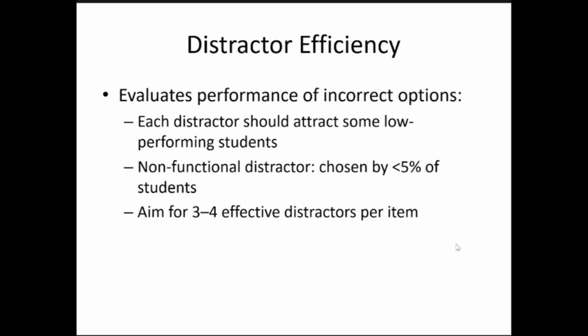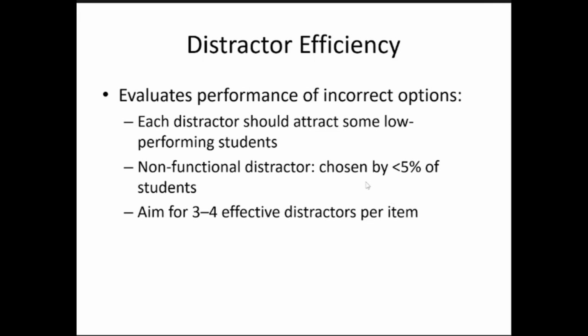Then we have the distractor efficiency. Distractor efficiency evaluates the performance of the incorrect options or distractors. We have the stem, which is followed by the lead-in statement, and then we have options. Within the options, there's one right answer, which is the key, and then we have the rest, 4 or 5 options, which are incorrect. These are known as distractors. Effective distractors attract some low performers, and each distractor should be able to attract at least some low performing students. Non-functional distractors are those that have been chosen by less than 5% of the students.